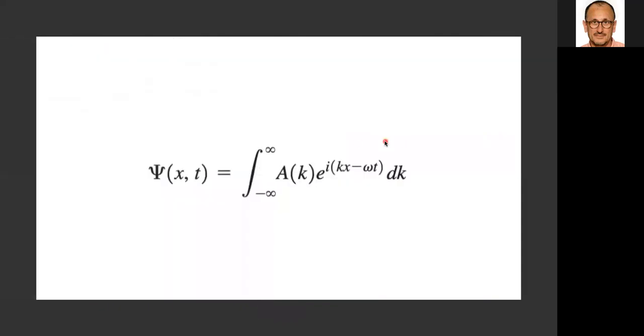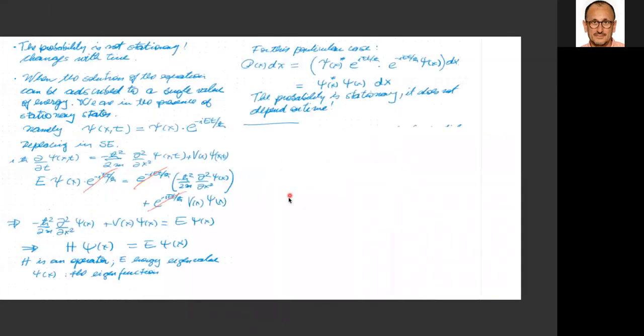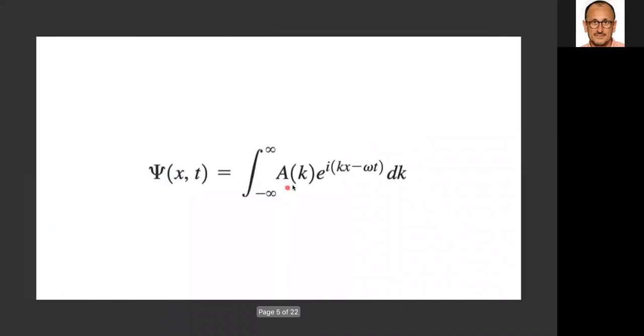And what I'm trying to say is, instead of adding two, I'm going to add a distribution of them. So my wave function for the free particle will be a sum of several free particles like this. This is a free particle that moves with energy K and frequency omega to the right in the x direction.